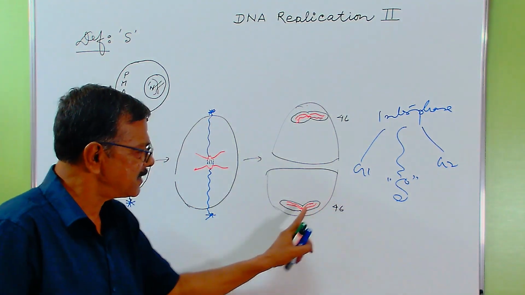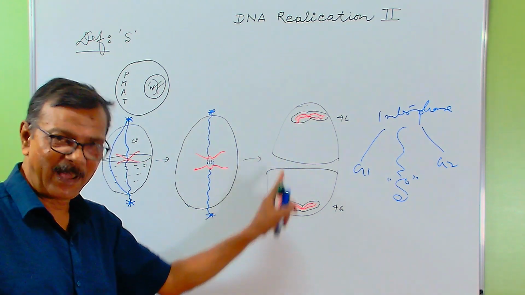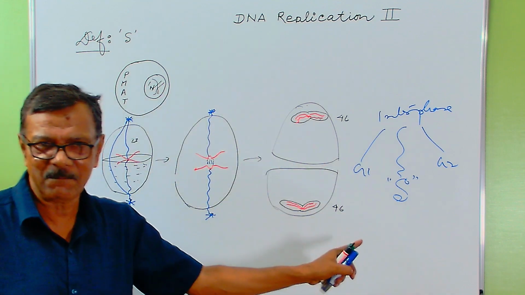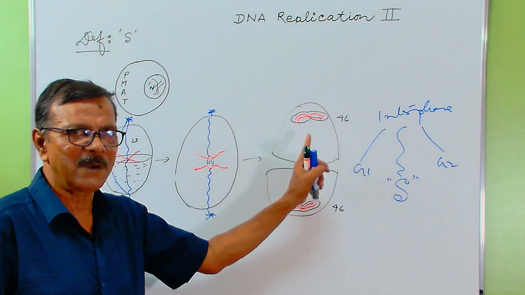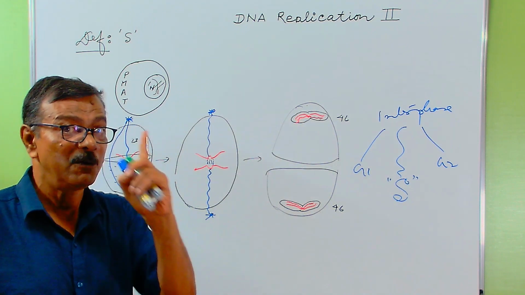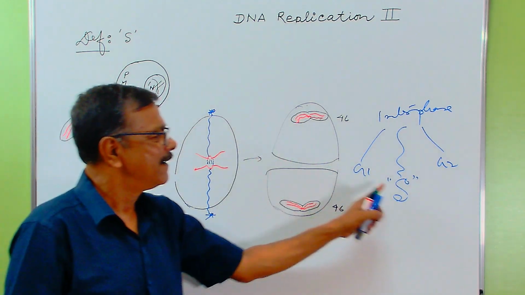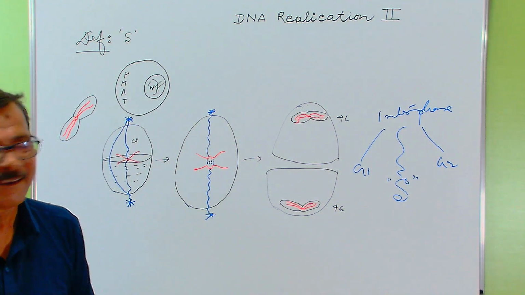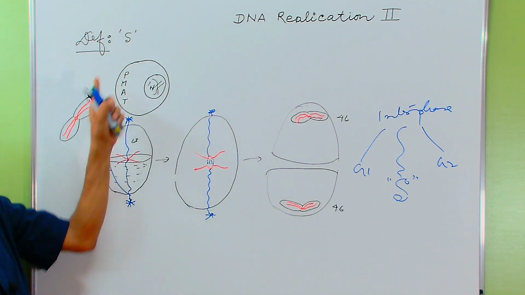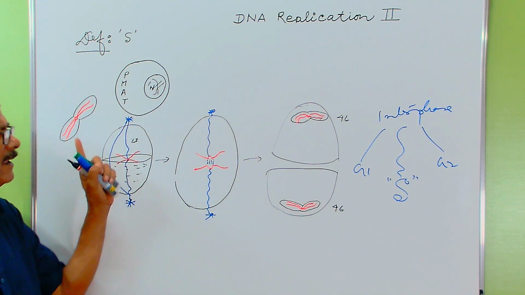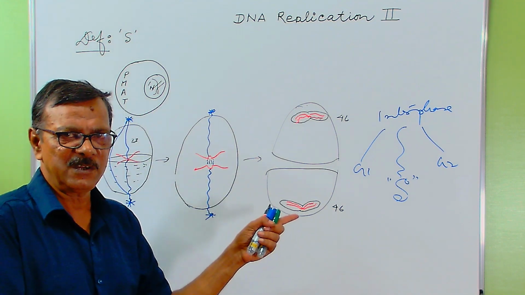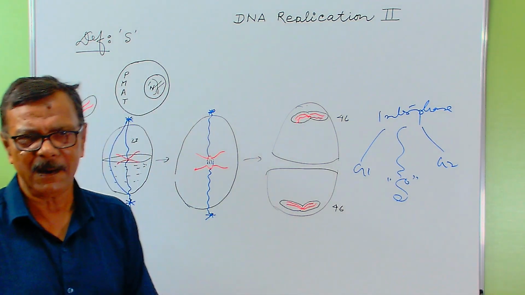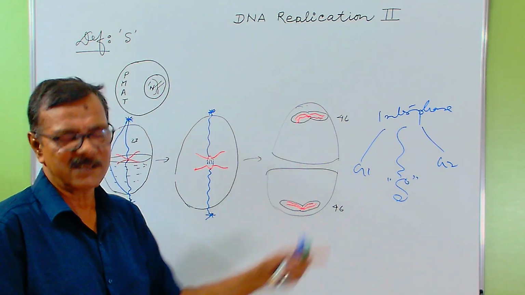So in the synthesis phase, as we have said, two daughter cells are produced and they have the same chromosome number. Although they have the same chromosome number, their chromatids were single. But they synthesize their chromatids, that is, they replicate their DNA. So DNA replication occurs in the synthesis phase, after the cell division is over. In the synthesis phase of every cell division, DNA synthesis takes place.